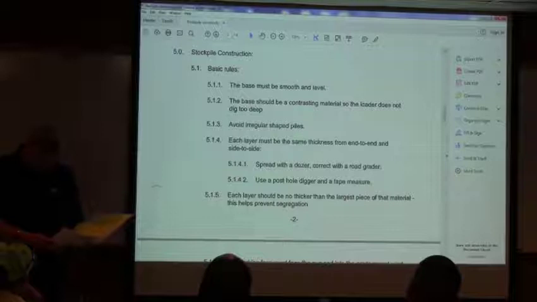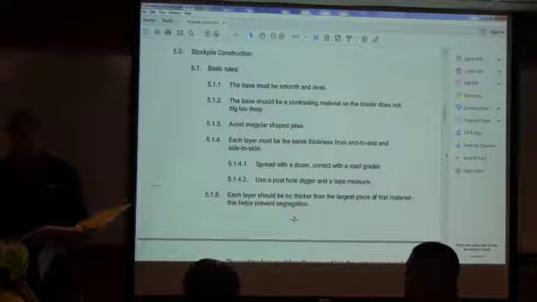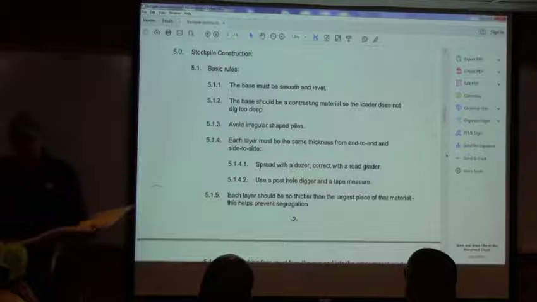Avoid irregular shaped piles. I did that once over in Bennett. Didn't work out too well, but anyway. Unless somebody asks you to do it, right? It is gone. Well, that or get the Ray Palmer pile that's 43 feet, and whatever, you know. Okay.